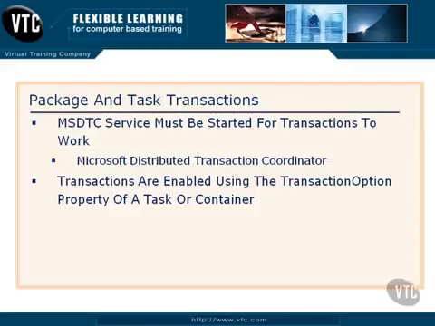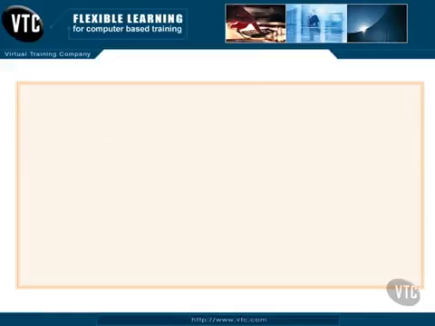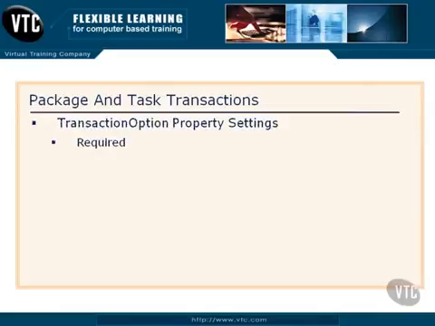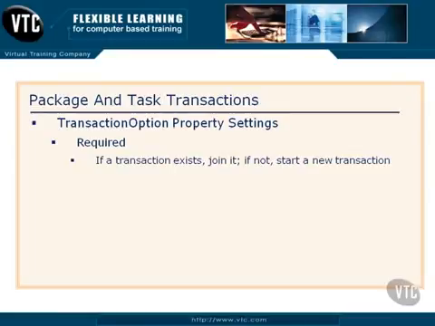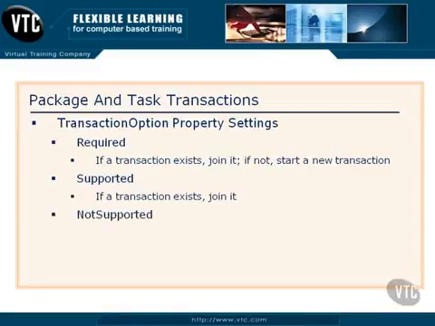Transactions are enabled using a property of any task or container, and that property is the TransactionOption property. You're going to set a value on that. If you set it to Required, that means if a transaction exists, join it. If not, start your own new transaction for this process. A value of Supported means that if a transaction exists, join it. If there's not one, don't worry about it and don't start one. And Not Supported means don't join an existing transaction, don't start a transaction, none of that stuff, just work without it.